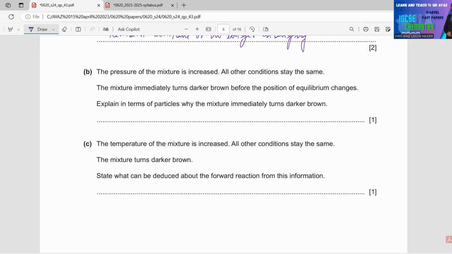Going to next part. B, the pressure of the mixture is increased. All other conditions stay the same. The mixture immediately turns darker brown before the position of equilibrium changes. Explain in terms of particles why the mixture immediately turns darker brown.